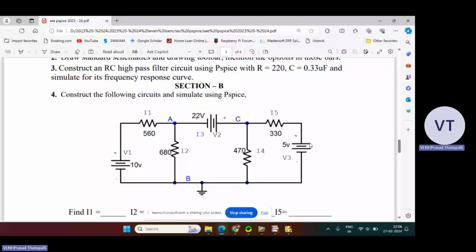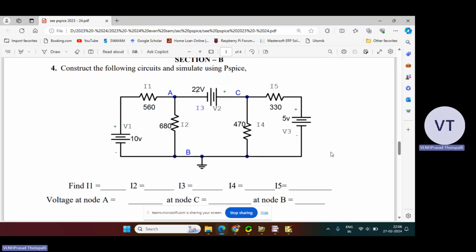We see how to construct a circuit like this and answer the questions related to the circuit. Construct the following circuit and simulate that using PSpice. So you are asked to construct a circuit like this and then simulate it using the PSpice simulator and find the value of I1, I2, I3, I4 and I5.